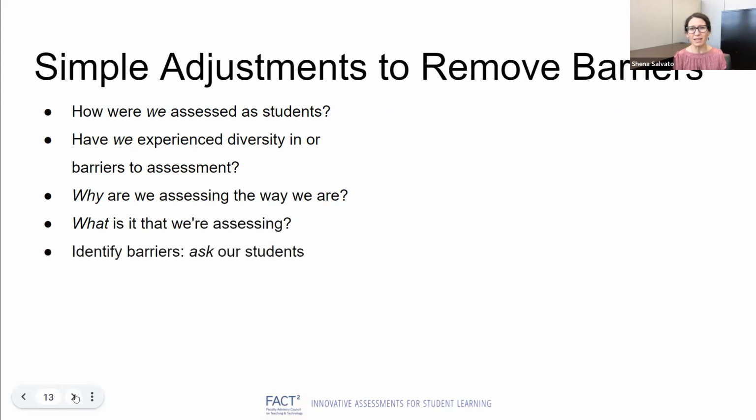So if anyone has anything to share in terms of this or any resources for us, what are students saying about this? What have students shared about the barriers that they've experienced in terms of assessment? And perhaps it's not something that's being asked often enough or broadly enough of our students. And so that's something else that we could challenge ourselves with, is to just ask our students, what experiences have you had in terms of barriers to assessment?